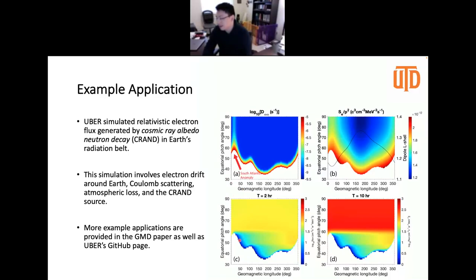So you can see that the electron distribution function in this region does not change over time because they are wiped out after every drift period. And you can see that immediately after this South Atlantic anomaly, the regions are basically empty of electrons. And as they drift toward the east, more electrons are generated by the current source, and you can see an increase in the flux distribution. More examples of the Uber applications are provided in the paper as well as on Uber's GitHub page.